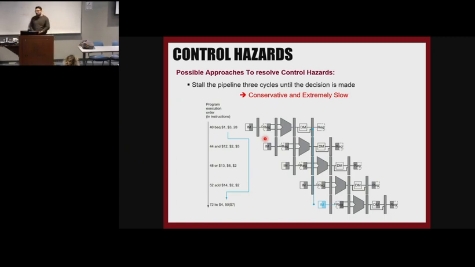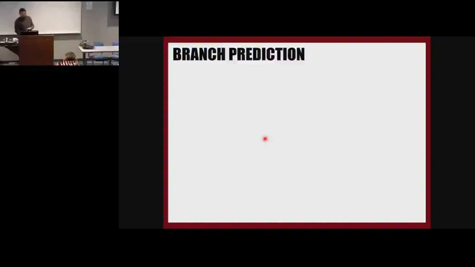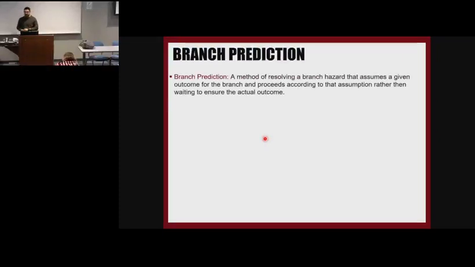3 clock cycles is way too much. Imagine that we have a loop, and in that loop we're going to execute the branch thousands of times, and every time we want to stall for 3 clock cycles, it's just awful. It's one of the things that we don't want to do. So what should we do? Branch prediction. What's the idea behind branch prediction? It's a simple method based on which we just predict something without any information. We just say, okay, let's say we take the branch.